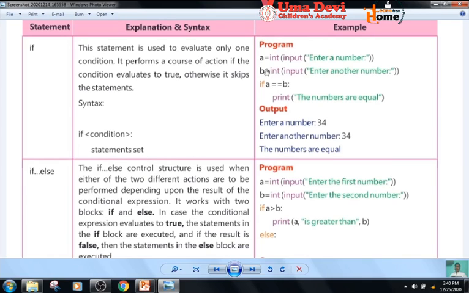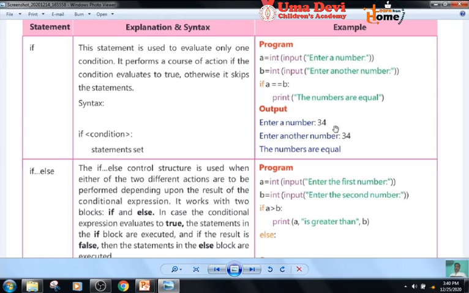Look at the program here. A is equal to this input, B is equal to this input. If A is equal to B, with the equality operator written as two equals signs, print "the numbers are equal". So the output will be here.